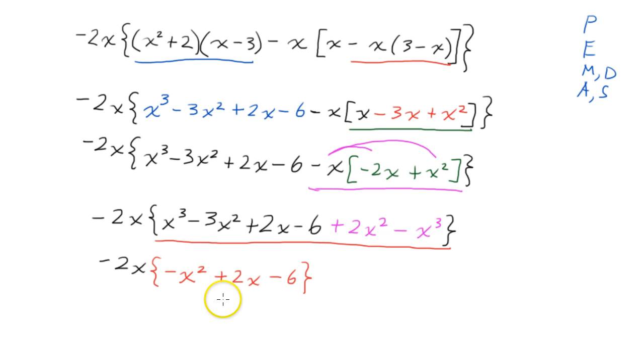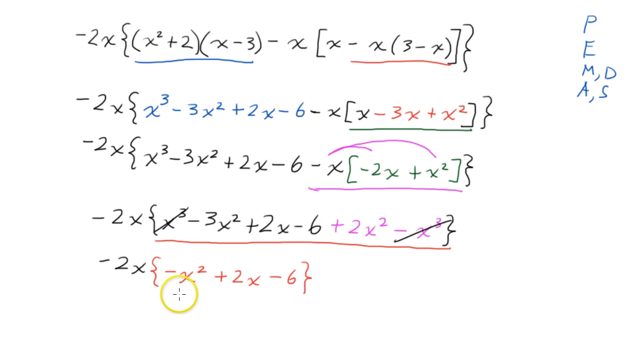And what is in red has changed. So we have x to the third and then minus x to the third. Those are canceling out. And we have negative 3x squared and positive 2x squared. That gives us negative x squared. And then 2x is just by itself, and then negative 6 or minus 6.